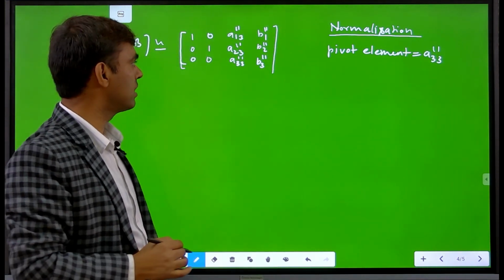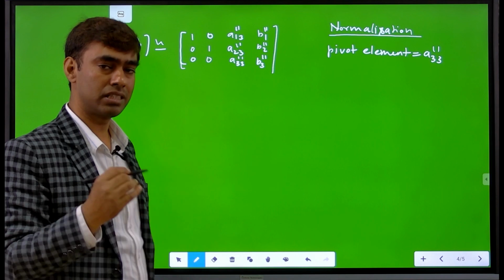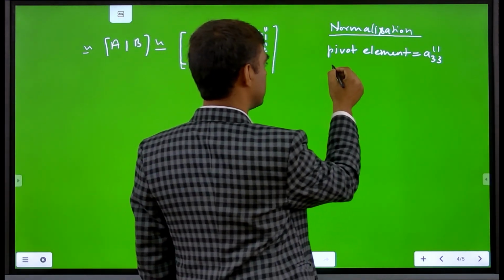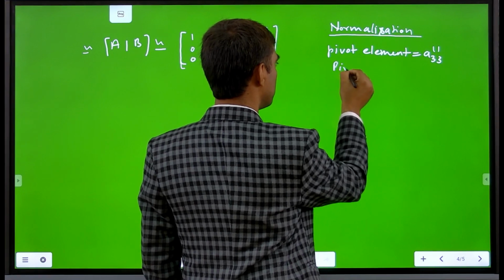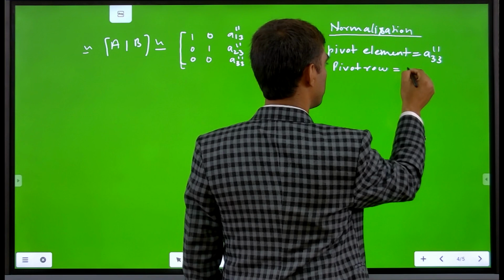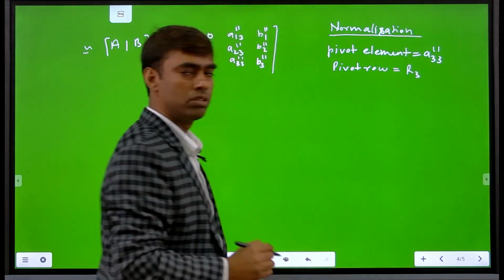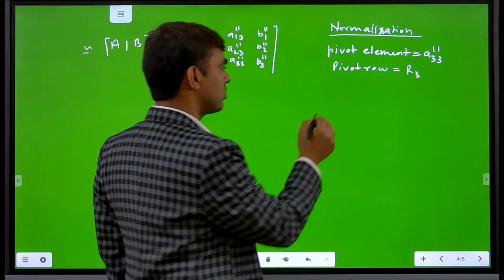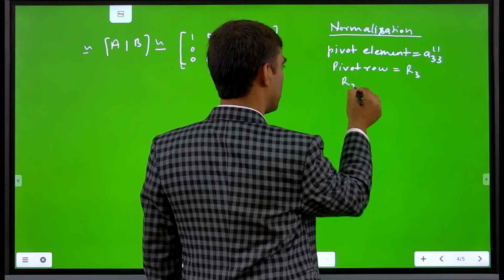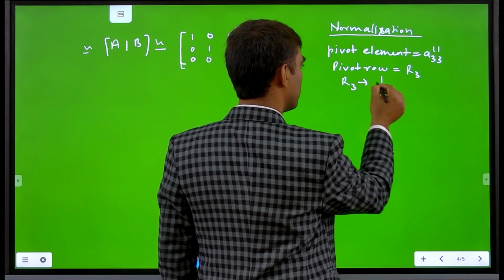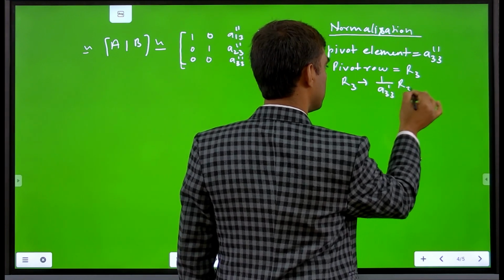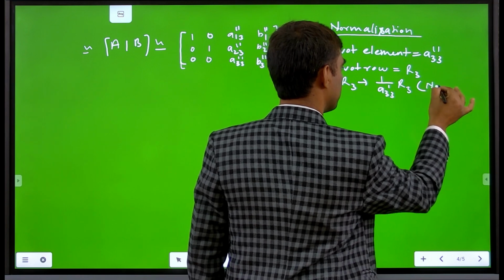To normalize the third equation or third row, we divide the pivot row by the pivot element. What is the pivot row? The pivot row is the third row, R3. So how do we normalize this one? For the normalization, we perform the operation R3 tends to 1 upon A33 double dash R3.